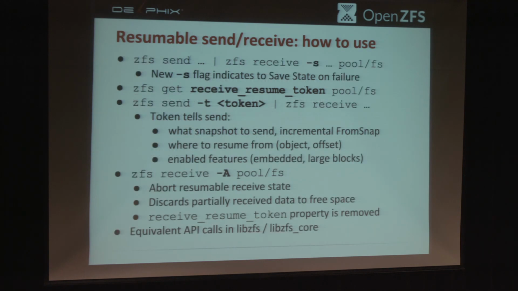So this is what it looks like to be used. We do ZFS Send, and we pipe it to ZFS Receive with this new -s flag. -s means save the state on failure. If the receive fails, you get the receive resume token, and then pass it to ZFS Send with zfs send -t, and all it takes is the token. And the token has all of the information necessary to recreate the stream: what snapshot you were sending, what you were sending from, where to resume from, and what features you had enabled. And then you can also abort the receive if you decide you don't need it anymore, and it'll discard the partially received data set and unset the property. And you can also, of course, do this through libzfs in addition to just through the command line.